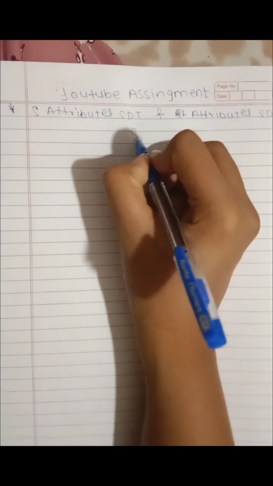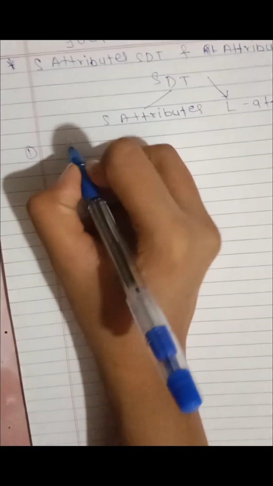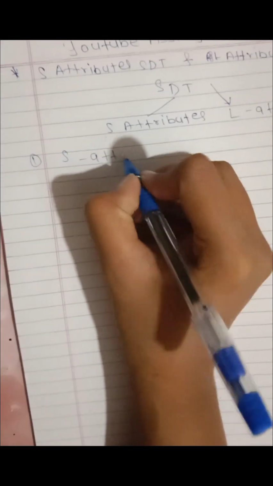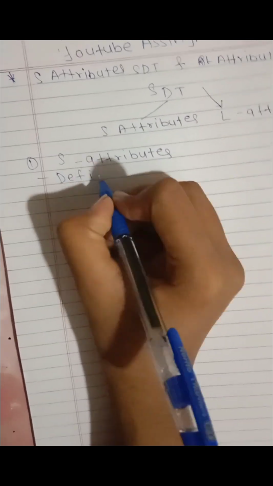Hello everyone. Today's topic in the compiler design subject YouTube assignment is S attribute SDT and L attribute SDT. SDT is nothing but syntax directed translation, where the classification of SDT is S attributes and another one is L attributes. So let's discuss the first type of SDT, which is S attributes. First thing, the definition of S attributes.